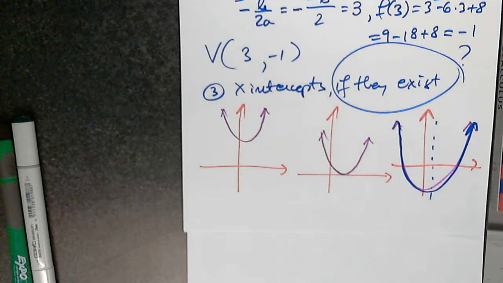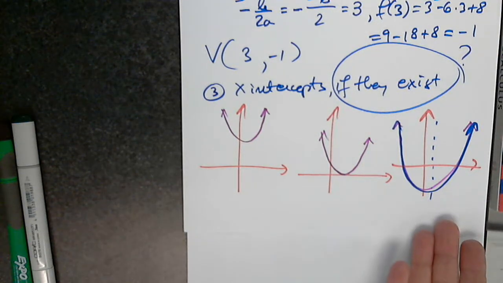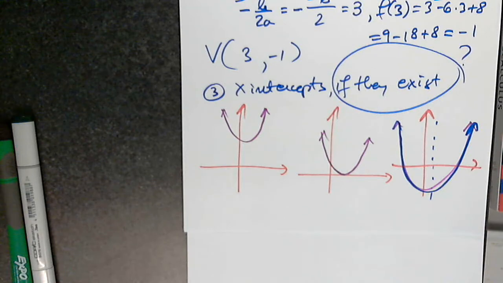Okay, so how do I know whether it exists or not? Where do I look? I look at the vertex. Exactly. The y-coordinate is a negative number. So is it this, this, or this if the y-coordinate of the vertex is a negative number? The third one. So therefore, I have to find them because they exist. I can't say, oh, they don't exist and move on.